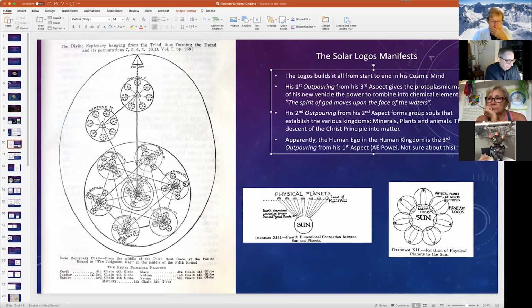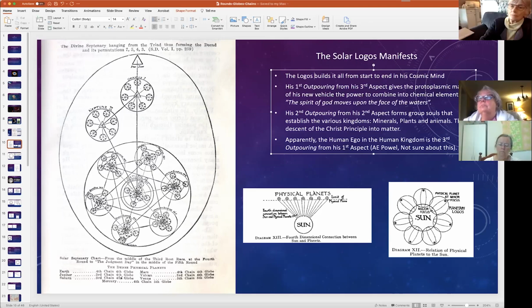I'll focus on that. Now, look at something like Saturn, third chain, fourth globe, right? It's a gas ball. As one comes down through the chains, it gets denser. Doesn't mean there's no physical matter there. Obviously, something's starting to coalesce. But as far as we know, it's all just gas and clouds.